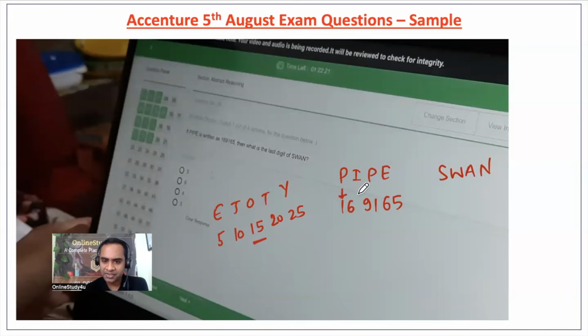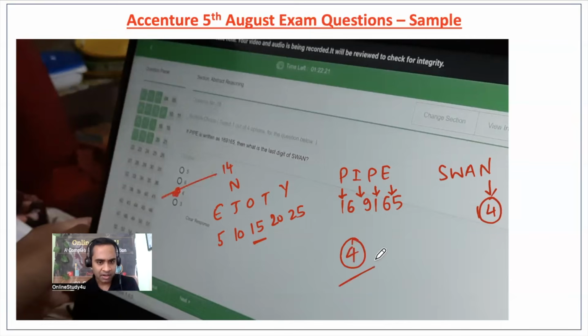So I position is 9, P position is 16, E position is 5. That means here we have to write the position. M, N, O, so N position will be 14. They're asking what will be the last digit. So the last digit will be 4. Option C becomes the correct answer. They're asking the last digit.